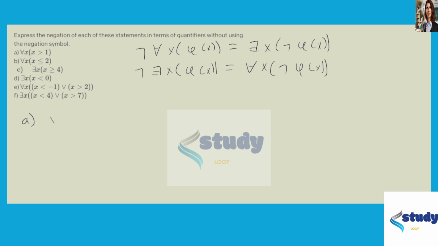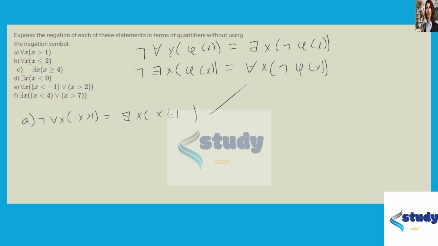So we have for all x, x is greater than 1. To negate that, we'll do there exists some x where x is not greater than 1. And in particular, x is not greater than 1 means that x is less than or equal to 1.